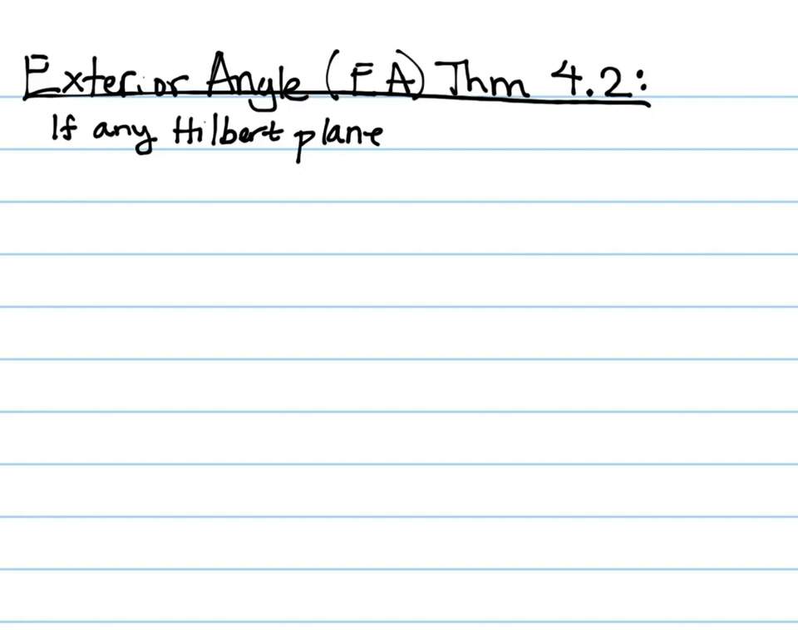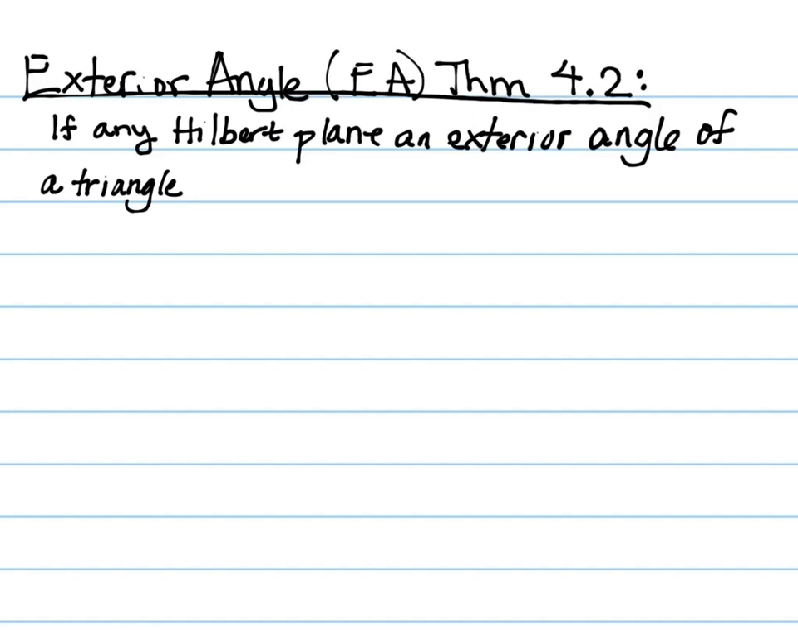Okay, so we're working in a Hilbert plane, which is neutral geometry, so we do not have a parallel postulate. However, we did encounter last time that the elliptic parallel postulate doesn't hold in this particular geometry, right? Okay, so in any Hilbert plane, an exterior angle of a triangle is greater than either remote interior angle.